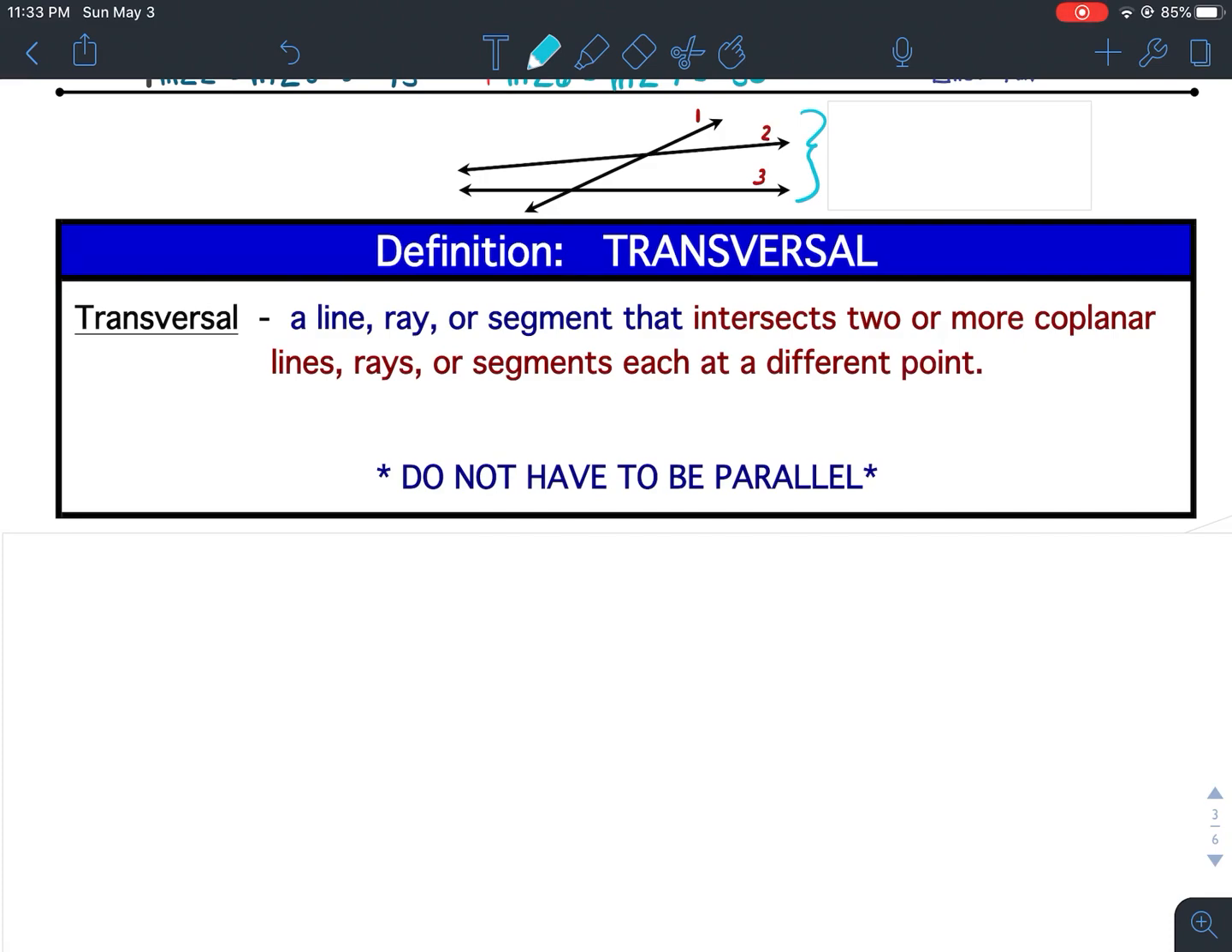If you take your floor and extend it out in all directions, that would be a plane. It's like a big flat surface. It extends out in all directions. So these lines, rays, and segments have to be on that plane. So they have to be flat on that plane in order for them to be coplanar. So again, a transversal is a line, ray, or segment that intersects two or more coplanar lines, rays, or segments.